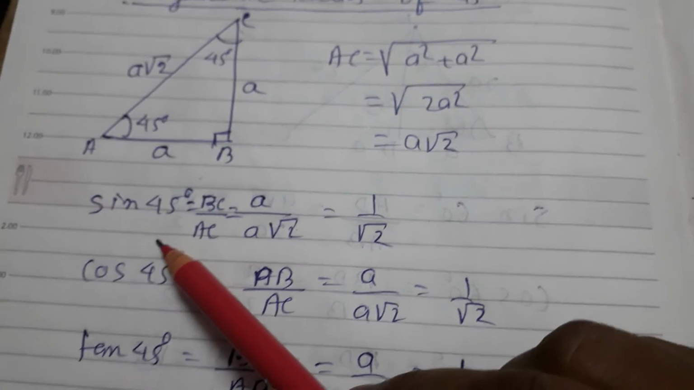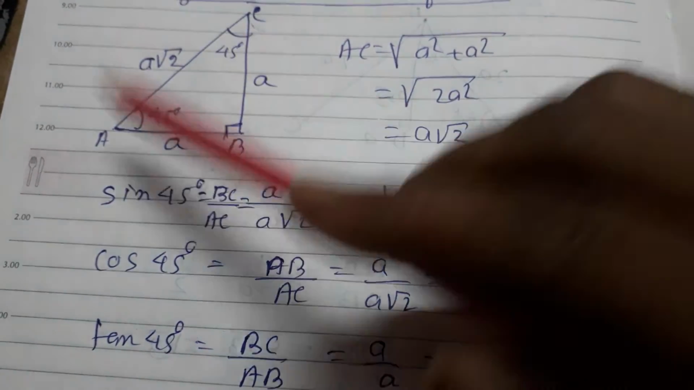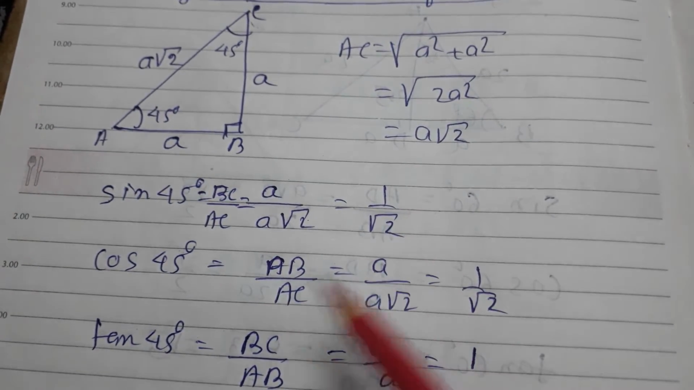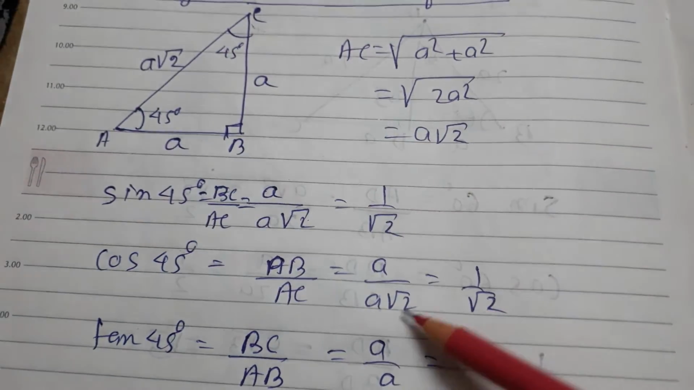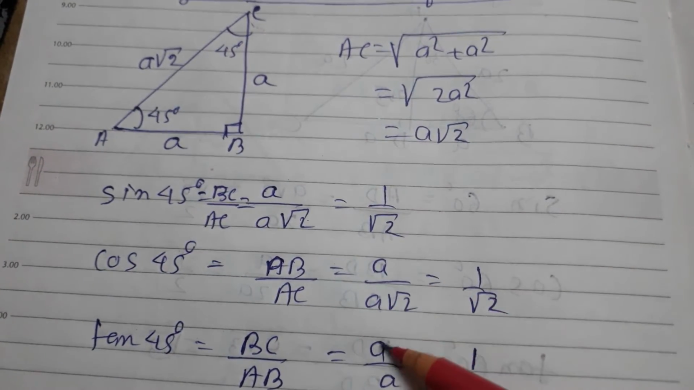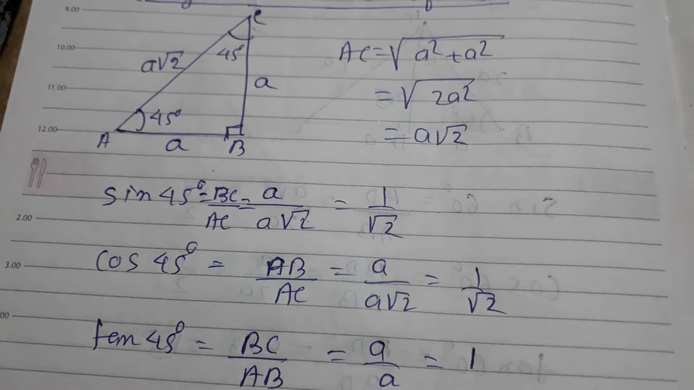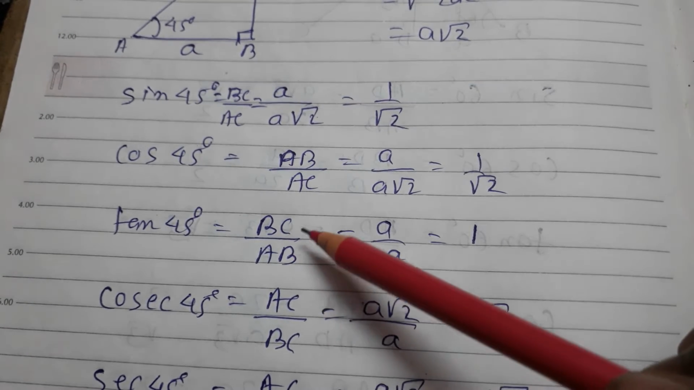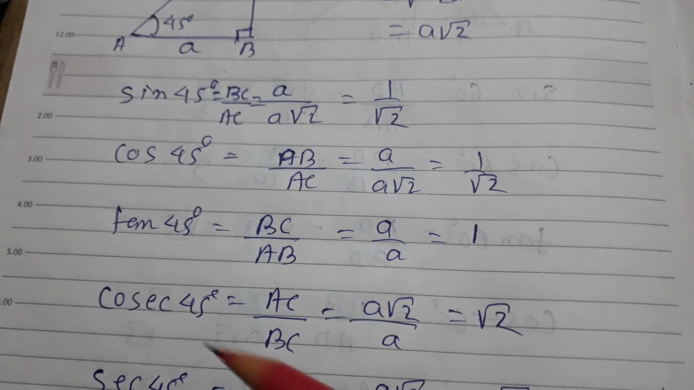Now sin 45 degrees equals BC by AC. So A by A root 2, that is 1 by root 2. Cos 45 equals AB by AC, base by hypotenuse. So A by A root 2, same value, A cancels, 1 by root 2. Tan 45 equals perpendicular by base. So BC by AB, both are the same, A by A, 1.